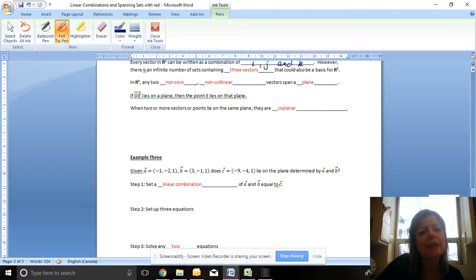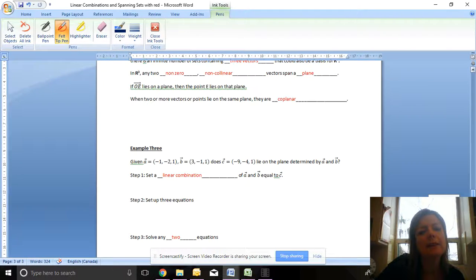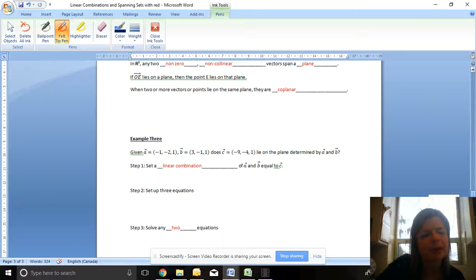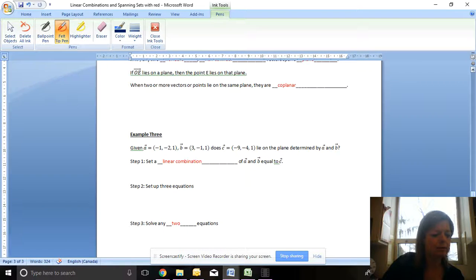So in R3, any 2 non-zero, non-collinear vectors span a plane. If OE lies on that plane, then the point E lies on the plane. So when 2 or more vectors lie on the same plane, we call them coplanar. So what that looks like, when we're drawing planes, we represent them with a parallelogram.